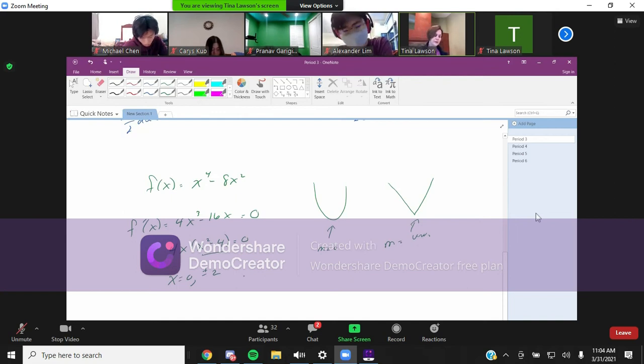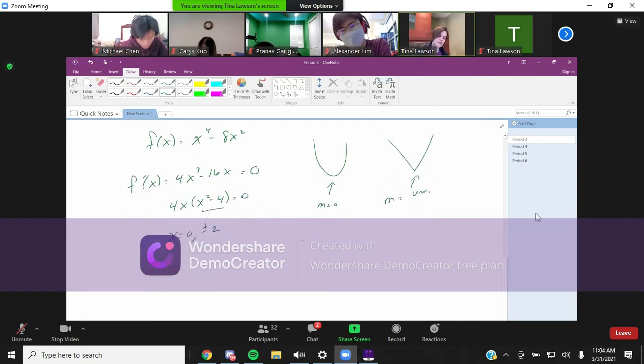Now the problem is though, it says which one's a relative minimum, because there's a lot of solutions here. So that's where you use your sign chart and you test them all and find out which one.